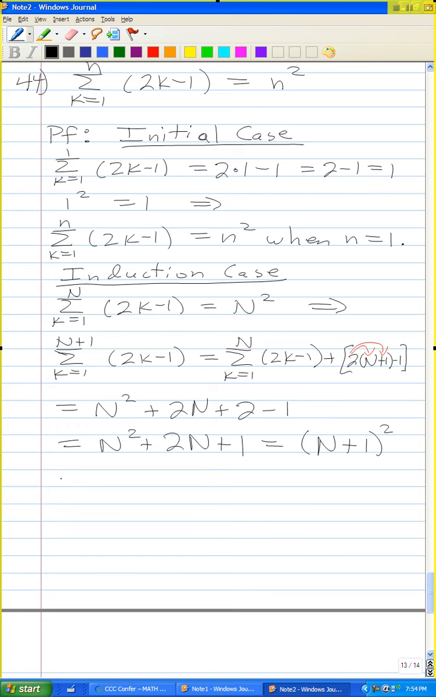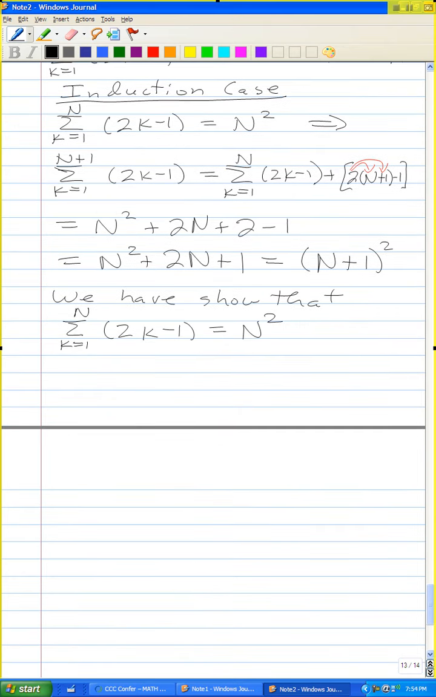So therefore, we have shown that, well, if I assume that the formula works for the sum of the first n terms, then it also works when we replace n by n plus 1. That this formula now is the same when I replace n by n plus 1.